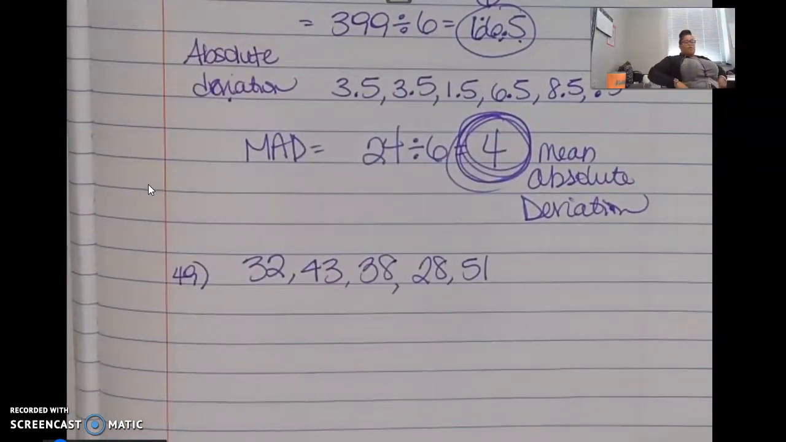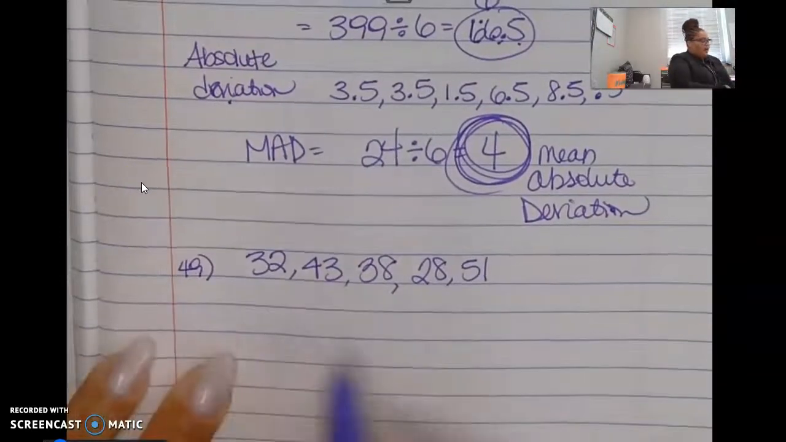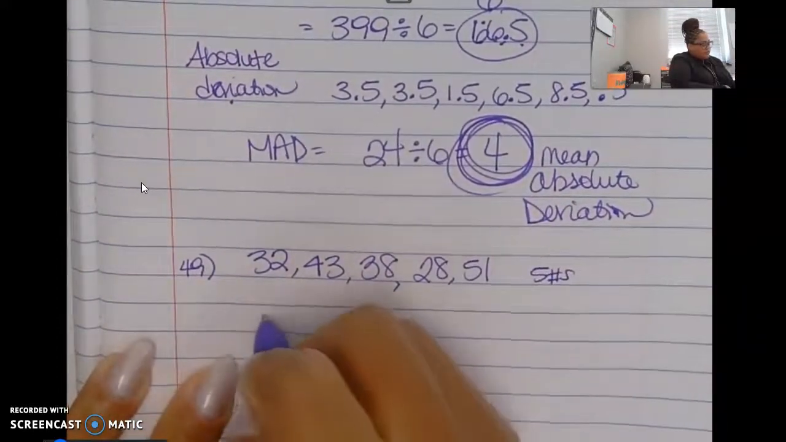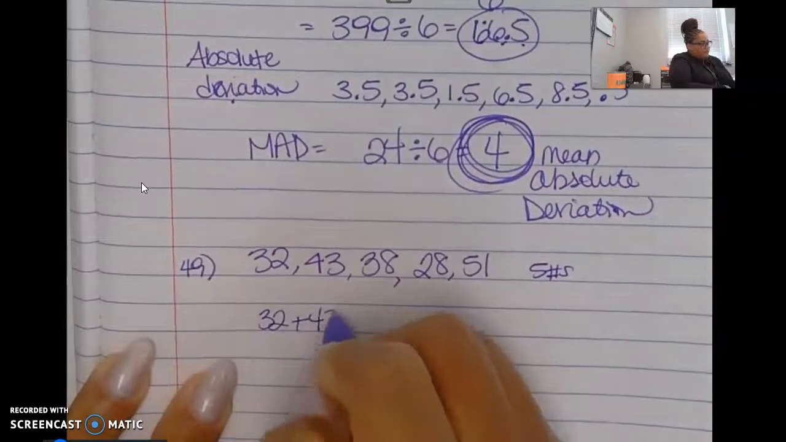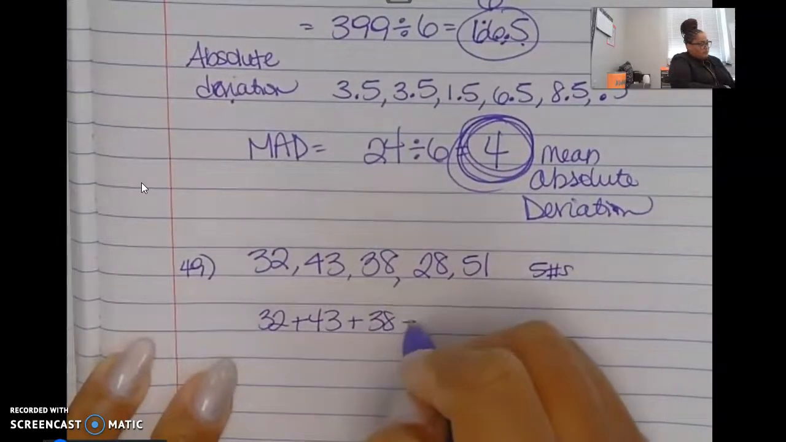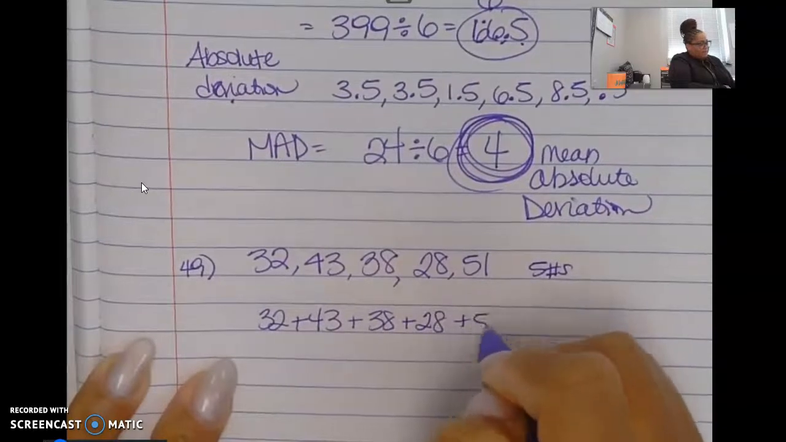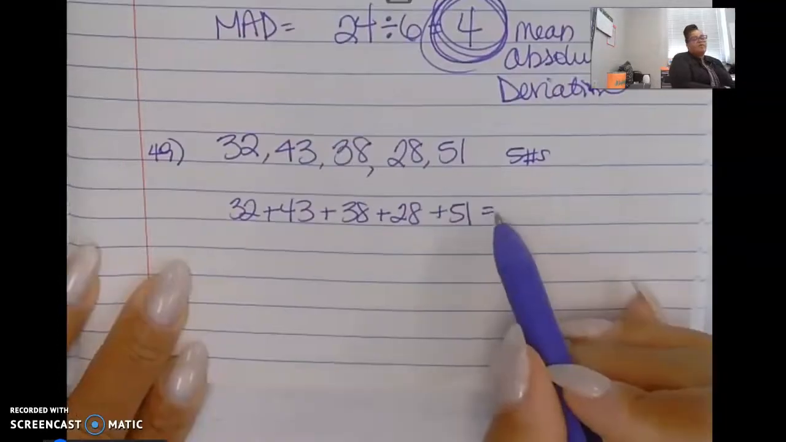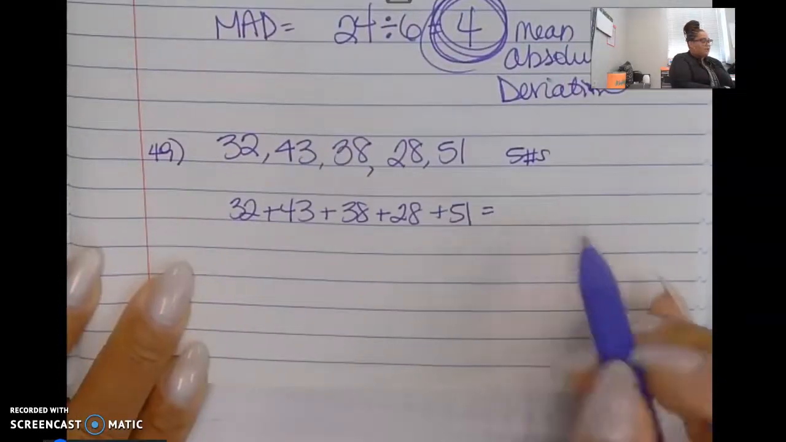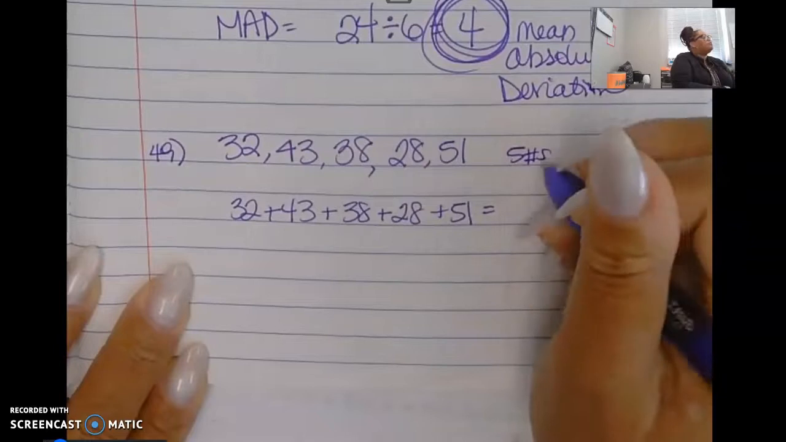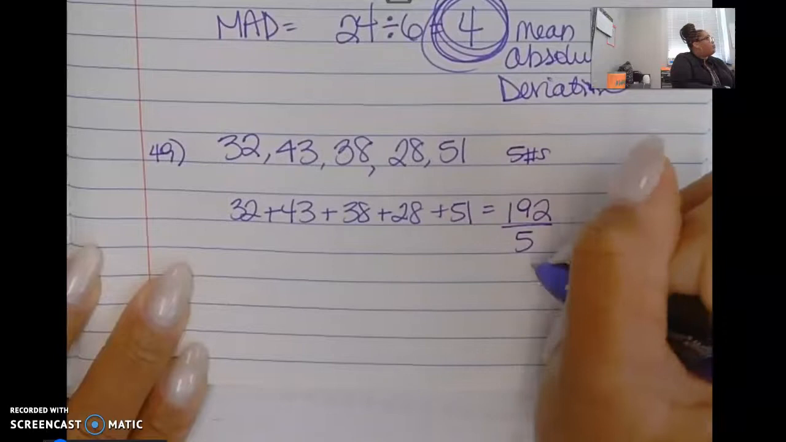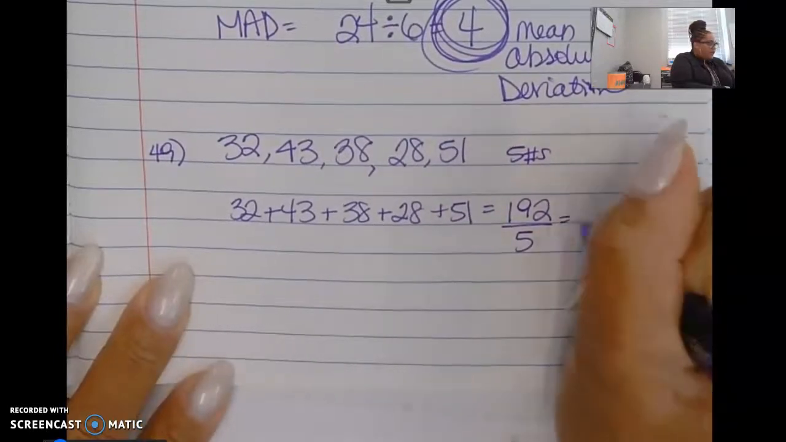Okay, so what am I doing? You're adding them up. Then divide by 5. So there's 5 numbers. All right, what's the total here? 192. Total 192. 192 divided by 5. Now what's the average? 38.4.